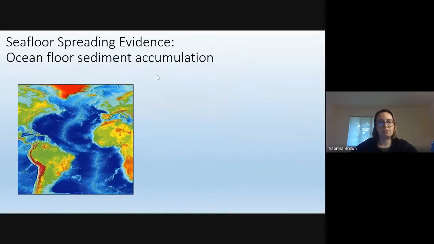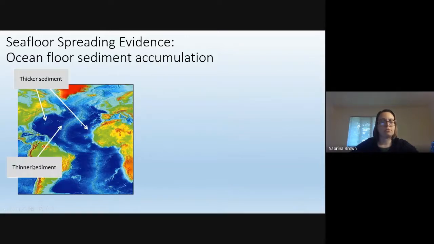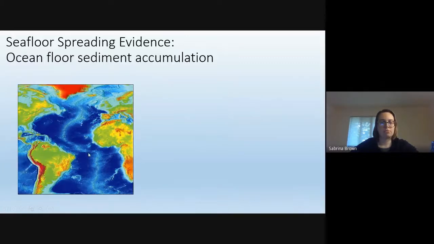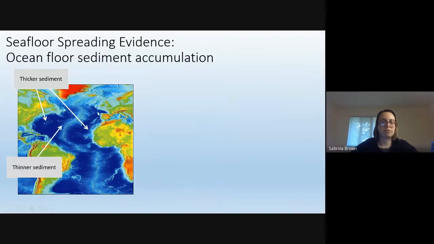Next, we noticed something special about how quickly or how much sediment is accumulated on the bottom of the ocean. And what scientists notice is that in the middle of the ocean, near that ridge, the sediment is much thinner. And on the outside of the ocean basin, near continents, we have much thicker sediments.